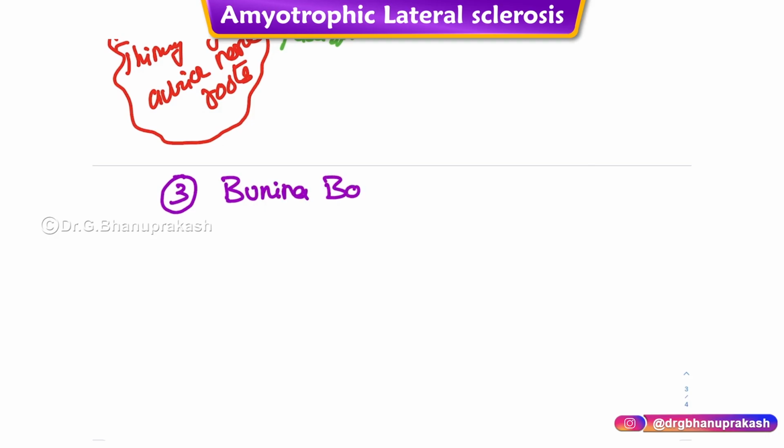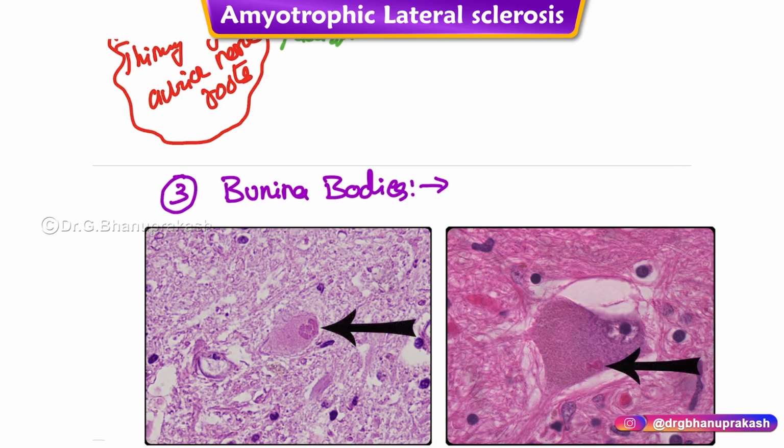Bunina bodies. This is another very important pathological hallmark of ALS, especially in the lower motor neurons. So Bunina bodies are present in lower motor neurons. They are the pathological hallmark in the lower motor neurons in ALS, guys. These Bunina bodies are helpful to identify under the microscope.